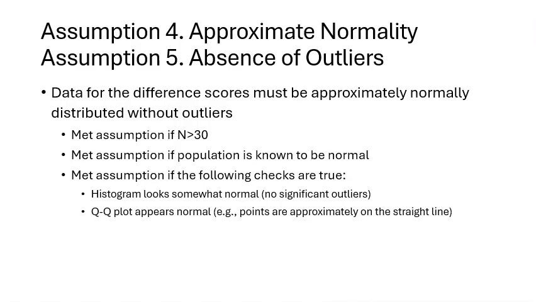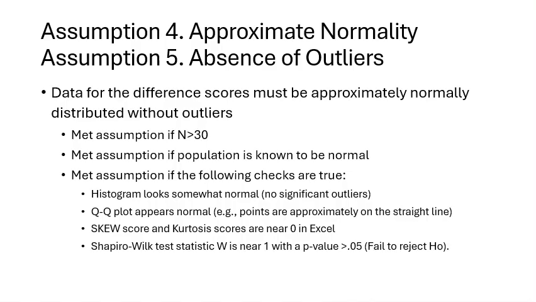We can take a look at the QQ plot. The points should be on that straight line without an S shape or a C shape. We can calculate the skew and the kurtosis scores and make sure that they're near 0 in Excel. And we can get the Shapiro-Wilk test statistic W, and we are looking for a score that's near 1, and we want our p-value to be, notice the sign here, greater than 0.05. We want to fail to reject the null hypothesis. Because if we rejected the null hypothesis, that would mean that our data is significantly different from a normal distribution.